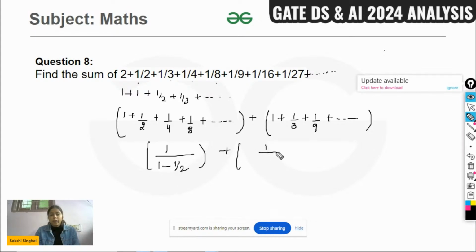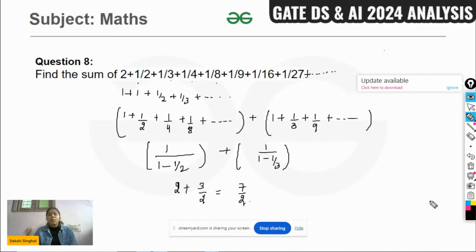And here also 1 upon 1 minus 1 by 2, right? So what would this become? This would become 1 by 2, that would become 2. And this would become 2 by 3, that would become 3 by 2. So if you solve it, it would become 4 and it would give you the answer 7 by 2. Right, this is the answer.